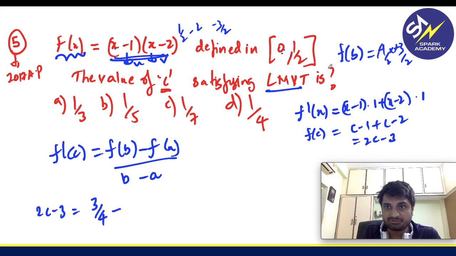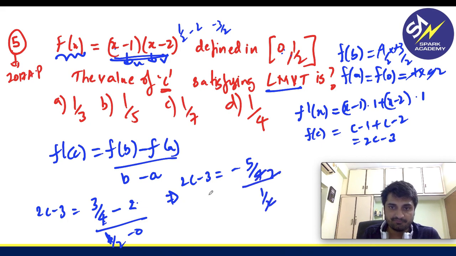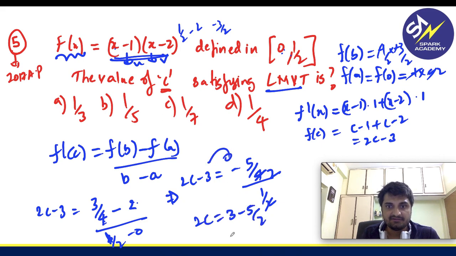F of a is what? If you are substituting 0, f of a means f of 0 basically. 0 minus 1 into minus 2, so it will be plus 2. Whole divided by b minus a is what? Half minus 0. So basically what will I get, guys? 2c minus 3, 4 LCM, 3 minus 8 is minus 5 by 4. Half minus 0 is half. Half goes 2 times. So 2c is 3 minus 5 by 2 because I am sending that 3. So this is 1 by 2, 2c. C value is 1 by 4, guys. Fourth option.